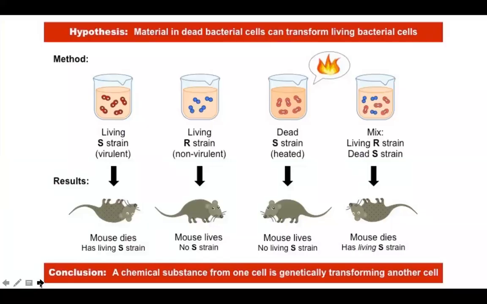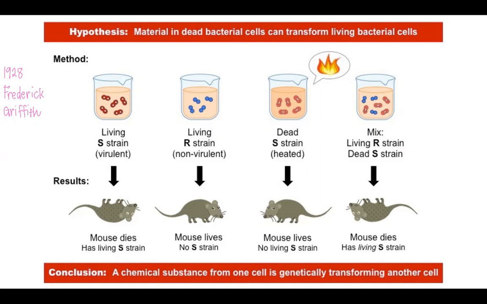The first of these experiments was carried out in 1928 by a guy named Frederick Griffith. Frederick Griffith used two strains of pneumococcus. One strain is virulent, represented here as the S strain, and the other strain is non-virulent, represented as R strain.